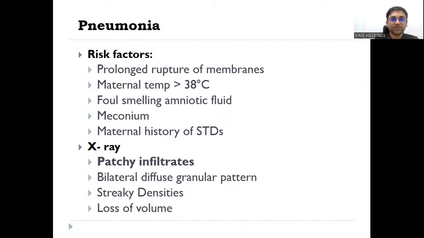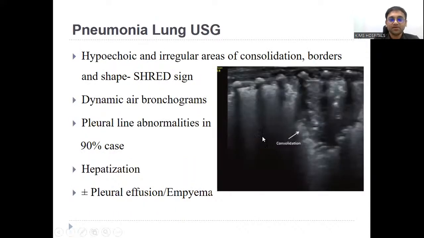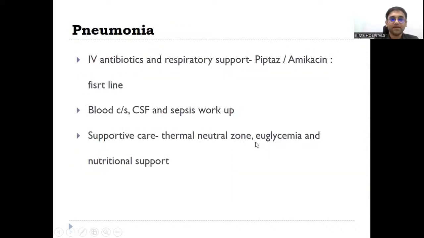If you have a risk factor for sepsis, we need to start antibiotics. You can do the lung ultrasound. You can differentiate pneumonia from RDS and TTN. In the case of pneumonia, we can have irregular areas of consolidation, and these irregular areas of consolidation are called the shred sign. We have dynamic air bronchograms. Pleural abnormalities are there. There can be hepatization, and plus or minus pleural effusion will be there. So pneumonia we need to treat with antibiotics, respiratory support, send the blood workup, and we need to provide supportive care.